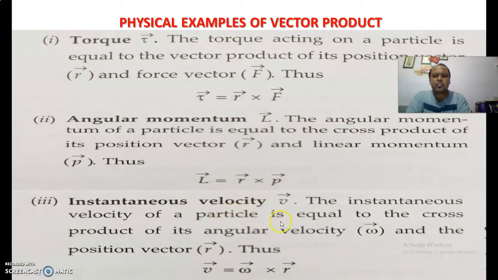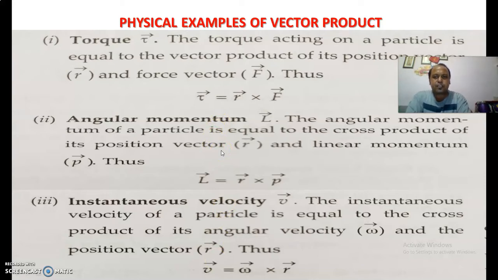For instantaneous velocity: when a body is moving in a circular path, it has linear velocity, which is along the direction of the tangent to the circular path, and omega is the angular velocity because it is also rotating about an axis which passes through the center. R is the radius. So there is a relation between linear and angular velocity. Linear velocity is angular velocity cross the radius vector. That is, the cross product of angular velocity and radius vector gives us the linear velocity. So these are the examples where we actually use the vector product.